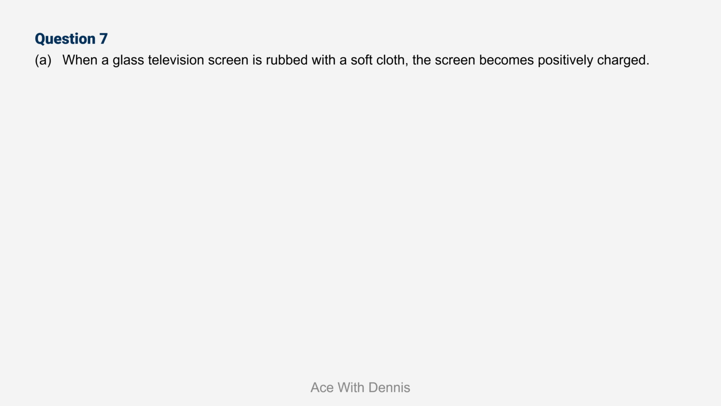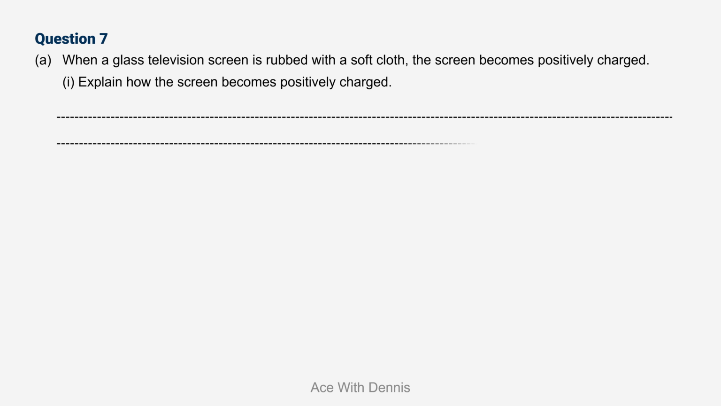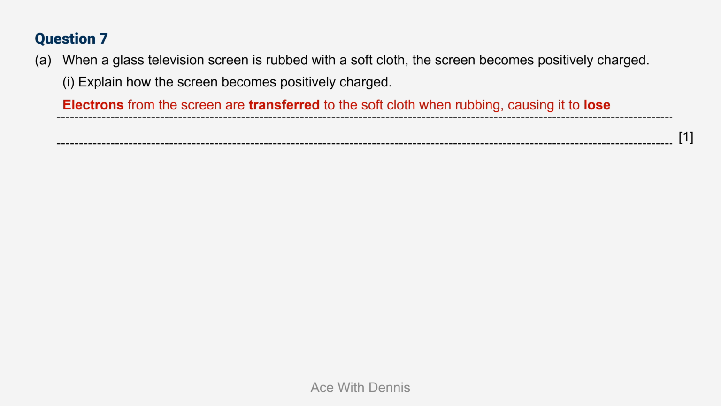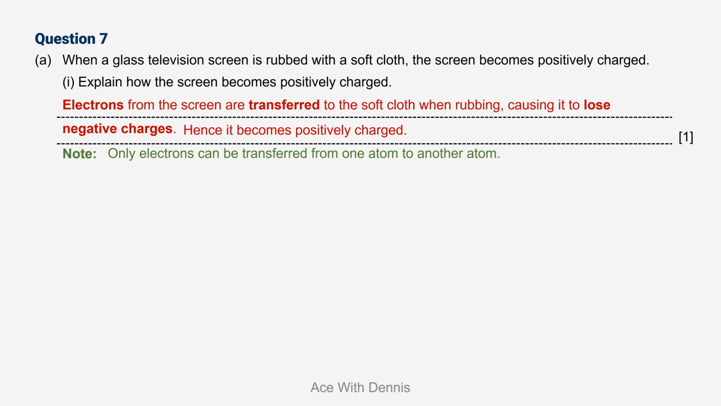Question 7. A. When a glass television screen is rubbed with a soft cloth, the screen becomes positively charged. 1. Explain how the screen becomes positively charged. 1 mark. So this question basically asks how an insulator is charged by rubbing. So the answer is electrons from the screen are transferred to the soft cloth when rubbing, causing it to lose negative charges. Hence, it becomes positively charged. Do note that only electrons can be transferred from one atom to another atom.